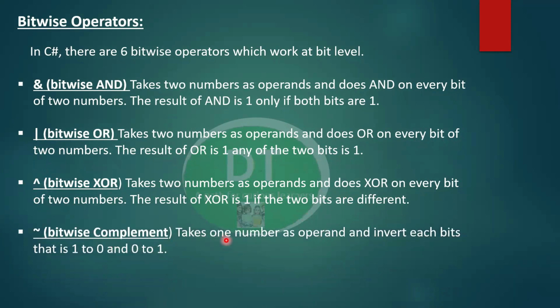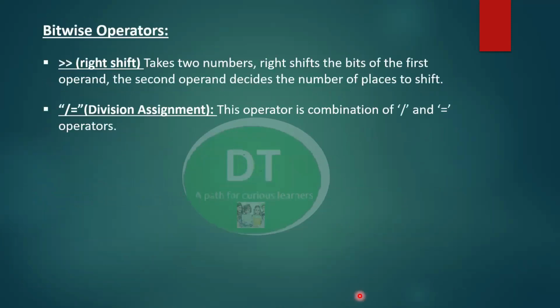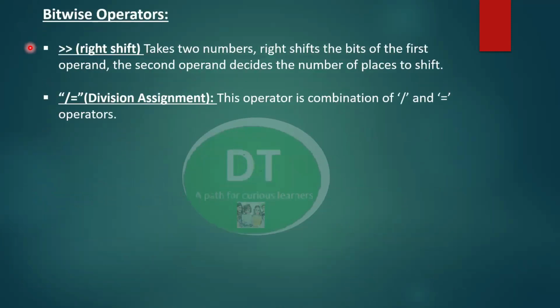Bitwise complement takes one number as operand and inverts each bit, that is 1 to 0 and 0 to 1. Left shift takes two numbers and left shifts the bits of the first operand. The second operand decides the number of places to shift. Right shift takes two numbers and right shifts the bits of the first operand. The second operand decides the number of places to shift.